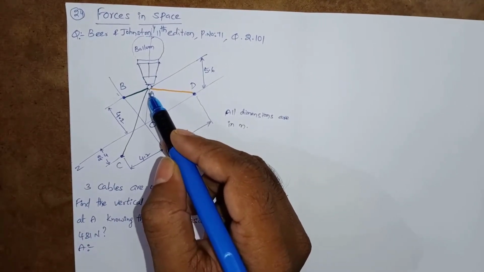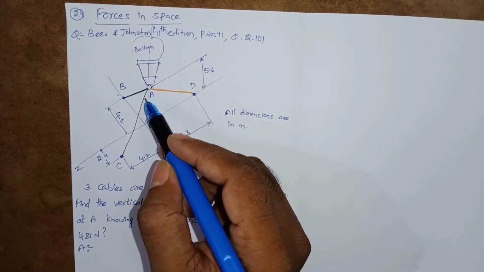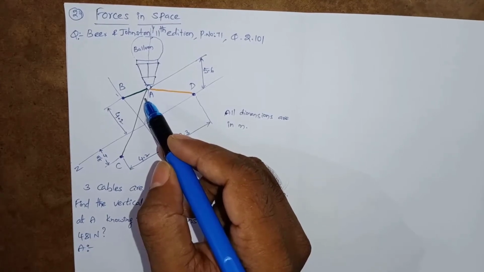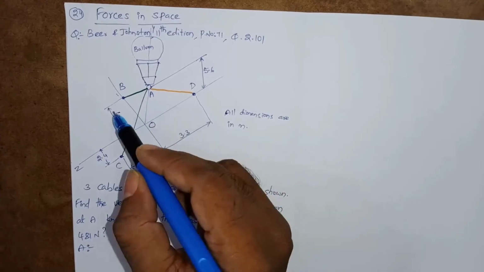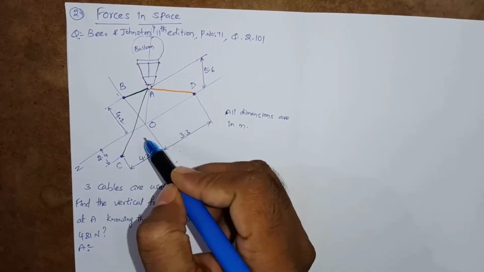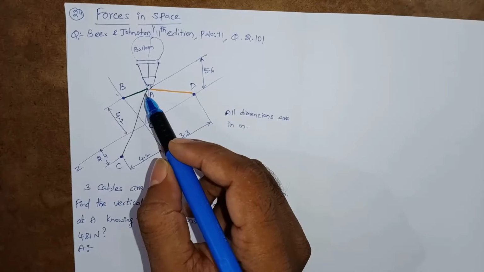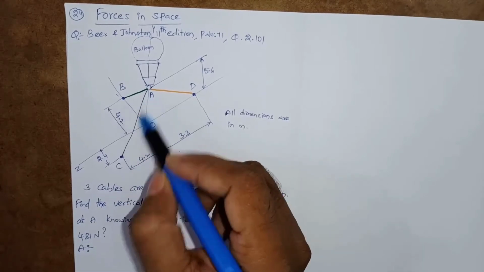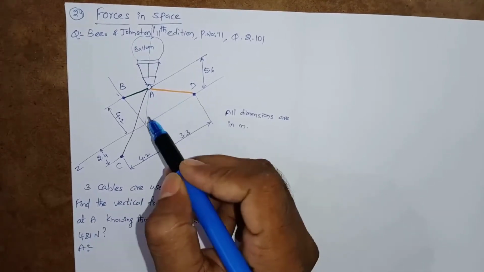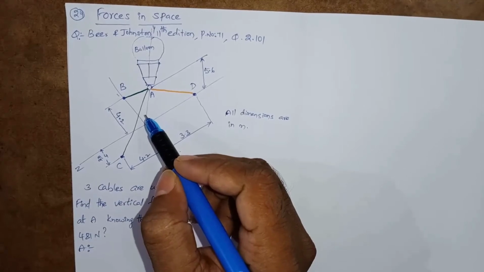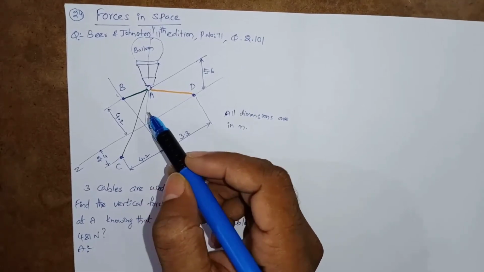Now we can apply the equations of equilibrium, and because these are all in space, it is better to represent all the forces in vector form. In order to do that, the dimensions are given. So we can first find the vectors AB, AC, AD, and then represent the tensions in vector form.